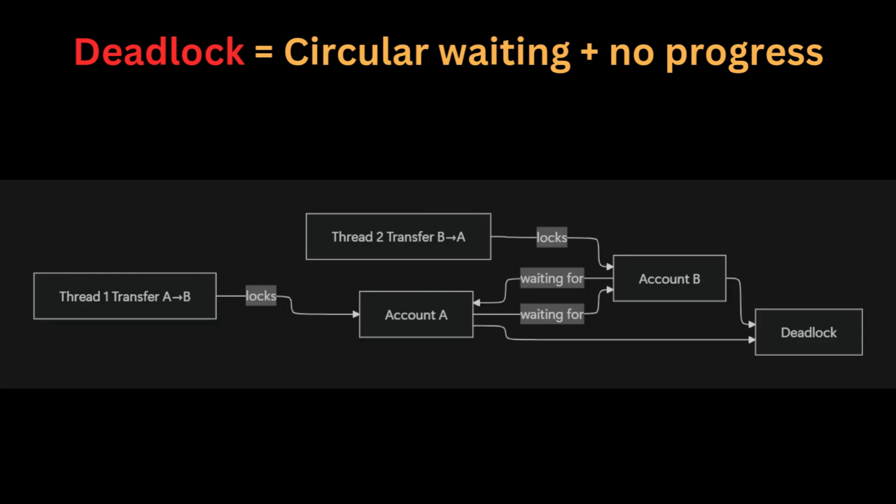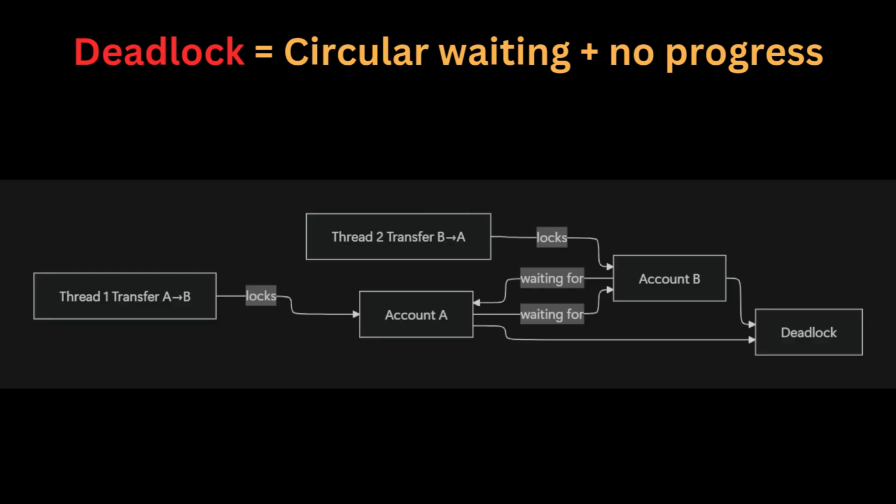So here is the flow of the crash. Thread 1 grabs the lock for account A. Thread 2 grabs the lock for account B. Now thread 1 reaches for B, but thread 2 is holding it. So thread 1 is waiting. Simultaneously, thread 2 reaches for account A, but thread 1 is already holding that. So thread 2 is waiting.